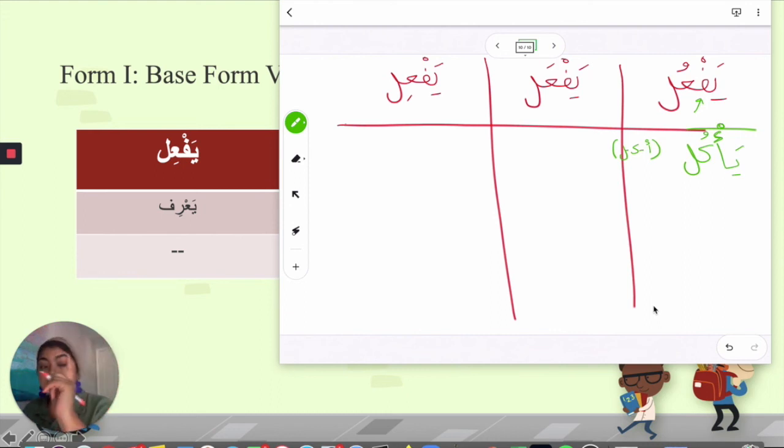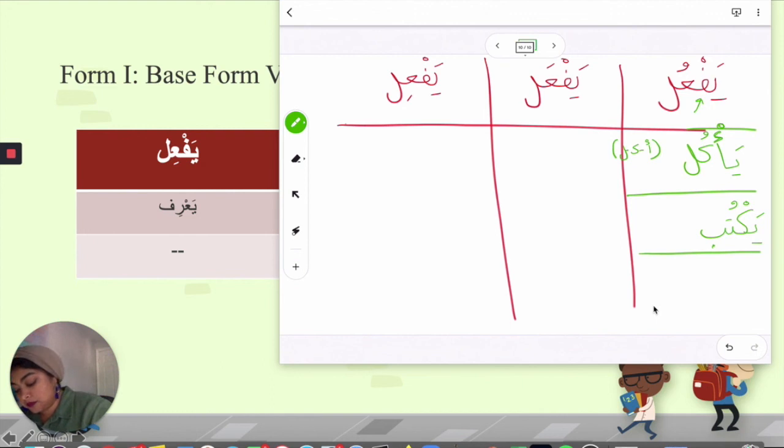There's one more. Give me one more. There's another verb that fits this pattern. Pause and come back. Good. I have yaktub. What's another one? What's one that we did in the first chapter? To live. Yaskun.